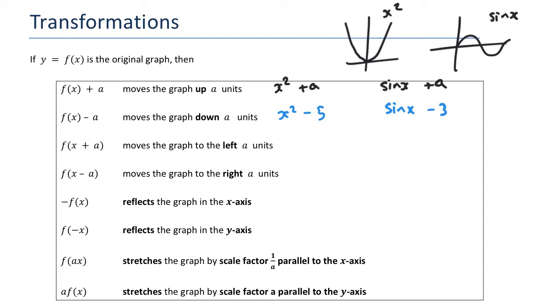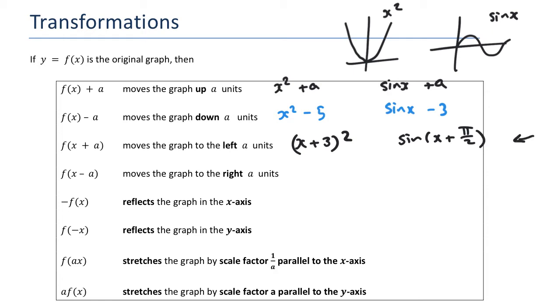The f of x plus a, well, what that's going to do is it's going to move it left by a. So whatever the graph is, it will translate it left, so parallel to the x-axis. So that'd be something like x plus 3 squared, or the sine of x plus pi over 2, for instance, and that will move it left by those values.